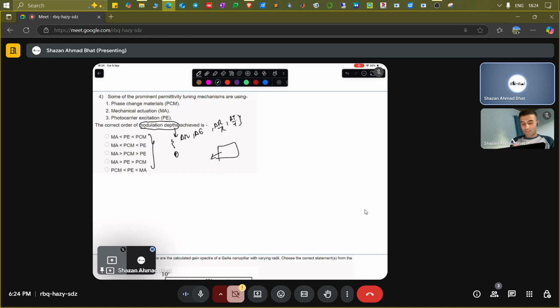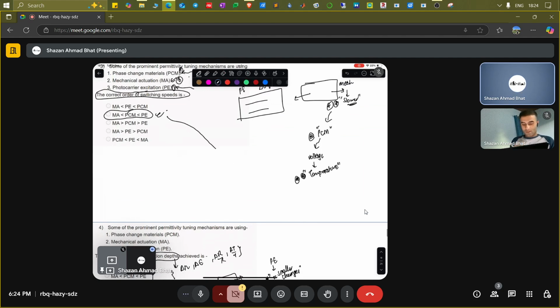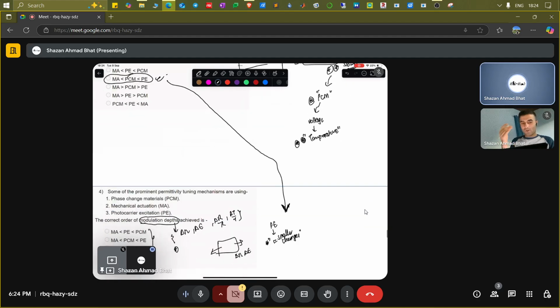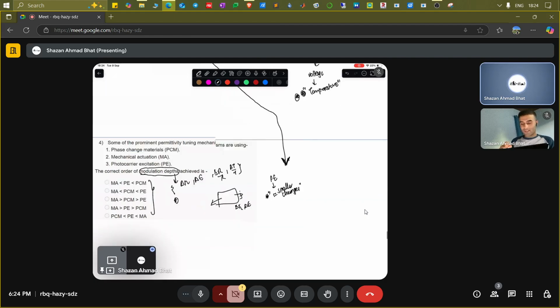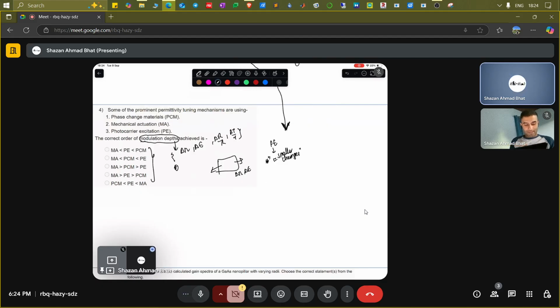So obviously, if you are mechanically stretching it, then you are bringing in a lot of change in the refractive index and the permittivity compared to that of the photocarrier excitation. It brings in smaller changes. Okay, so it's almost the inverse of this, because the faster the response, the smaller is the change. The slower the response, the huger is the modulation depth. The mechanical actuation should bring in a huge change in the refractive index and permittivity compared to the phase change, compared to the photo excitation. Okay, that's clear.